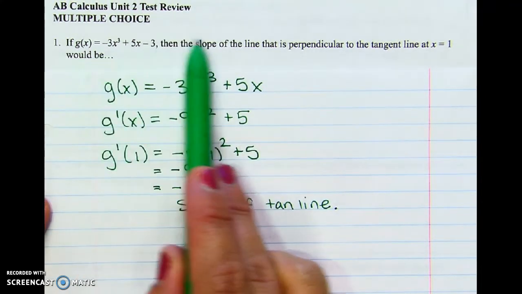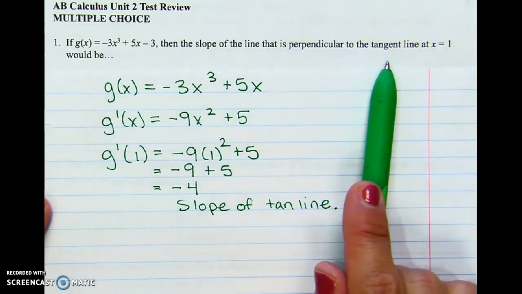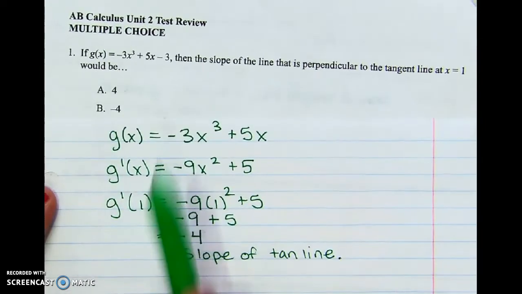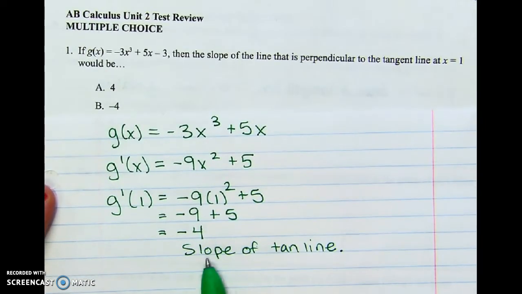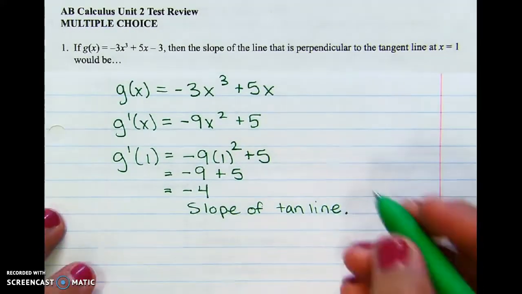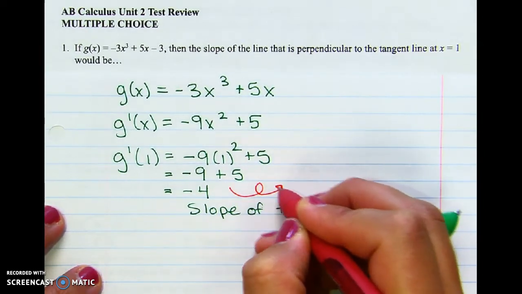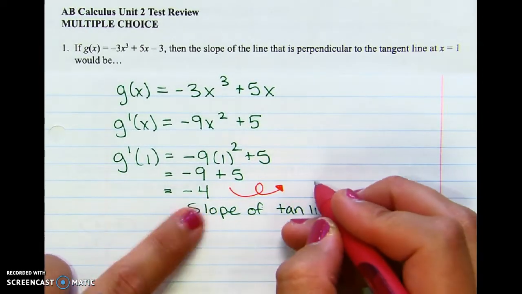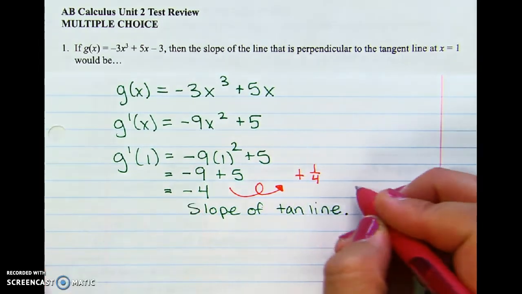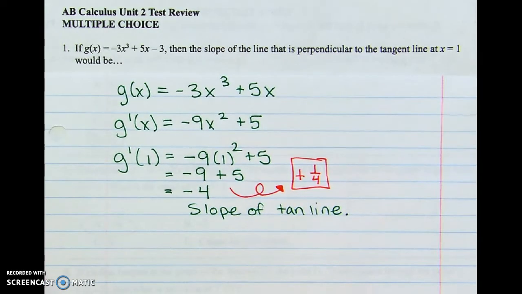Okay, now let's go and read the question. If g equals this, then the slope of the line that is perpendicular to the tangent line would be, it's -4, right? The answer is B, -4, because that's what I got. Is that right? No. This is the slope of the tangent line. What would you get for your perpendicular slope? Opposite reciprocal. So if it's -4, it's going to be positive 1/4. Opposite reciprocal. That was on the quiz.